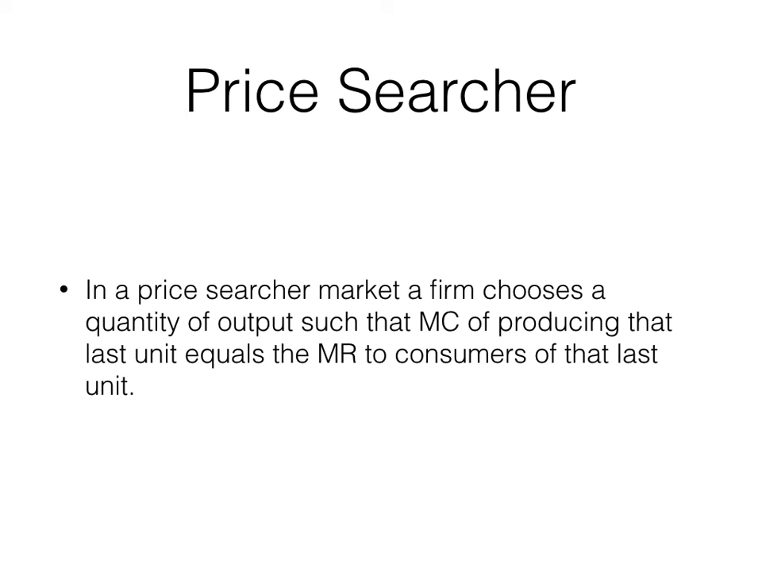Now, when we look at a price searcher market, that's a little different. Price will not be equal to marginal cost. Price will be greater than marginal cost, as we saw in the monopoly market and the price searcher markets. So in a price searcher market, a firm chooses that quantity of output such that marginal revenue equals marginal cost, and then that's the price it's going to charge along its demand curve.